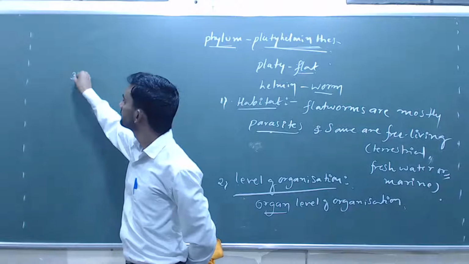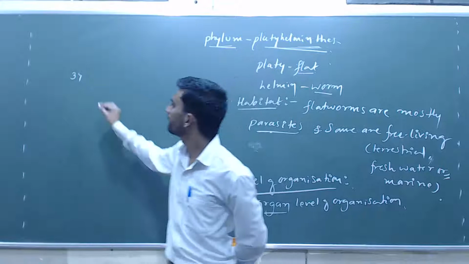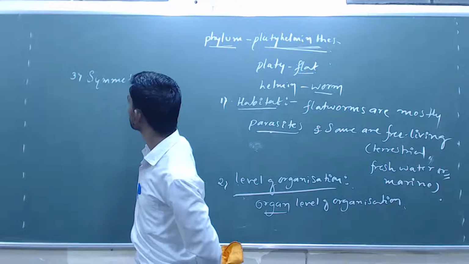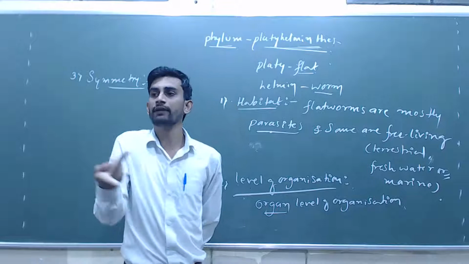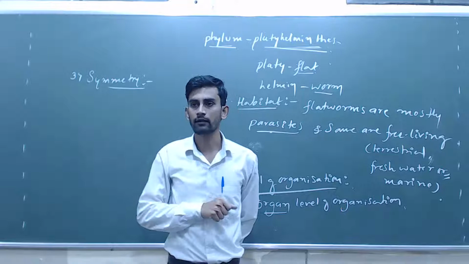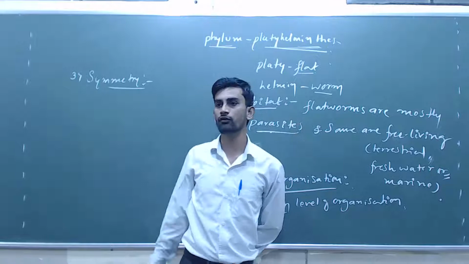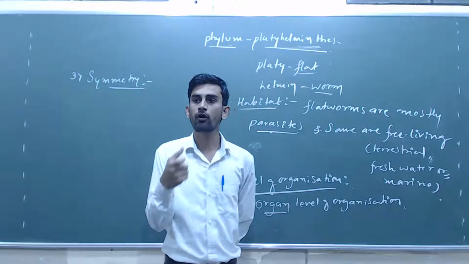Then next we move to the third important characteristic feature, symmetry. Consider symmetry as another basis of classification. In the previous class, what about the symmetry in ctenophores? Usually biradial symmetry. On what basis do we call it biradial? It exhibits two different ways: one is radial and the other is bilateral. On what basis do we call it radial symmetry? By the presence of 8 rows of ciliated comb plates we find radial symmetry.